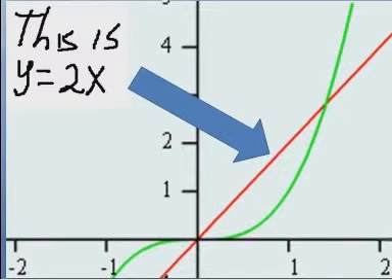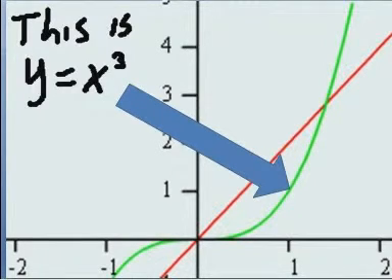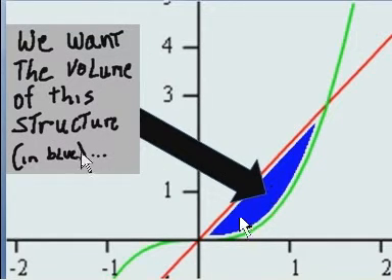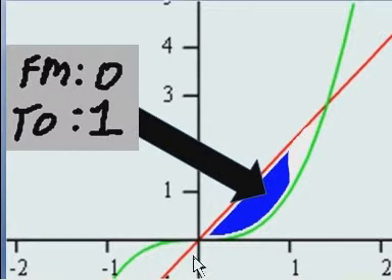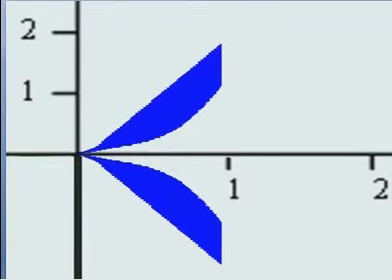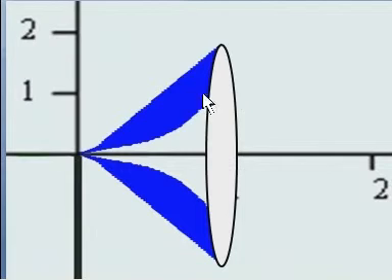This is y equals 2x. This is y equals x to the third power. The blue area is the area under 2x minus the area under x to the third power. We want the volume of this structure in blue from 0 to 1 as it is rotated around the x-axis, like so, and again like so.